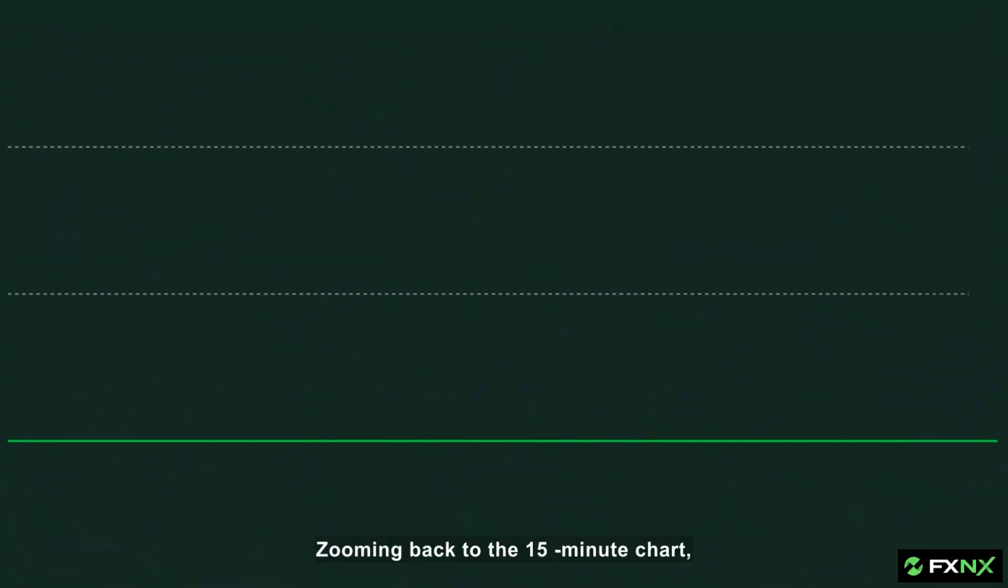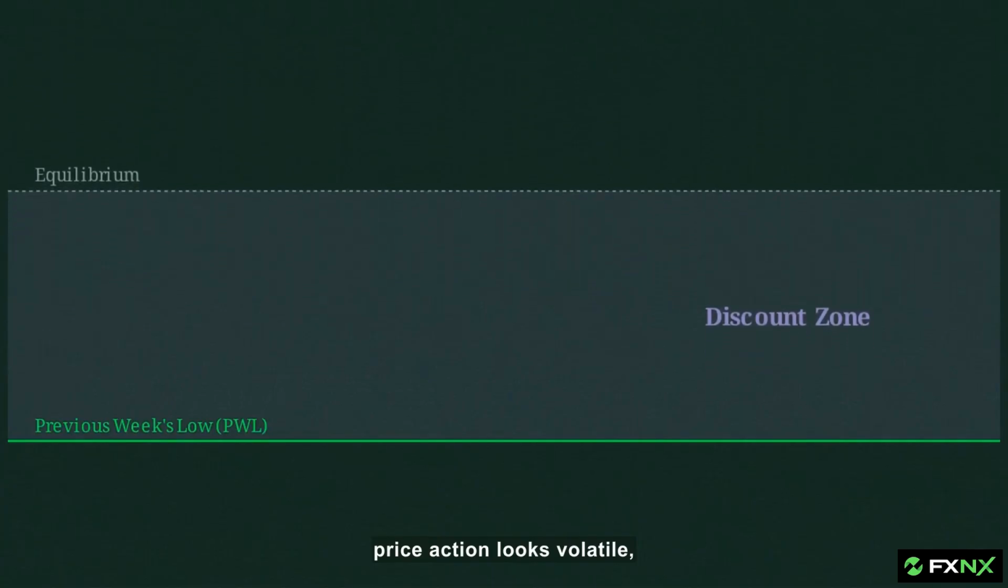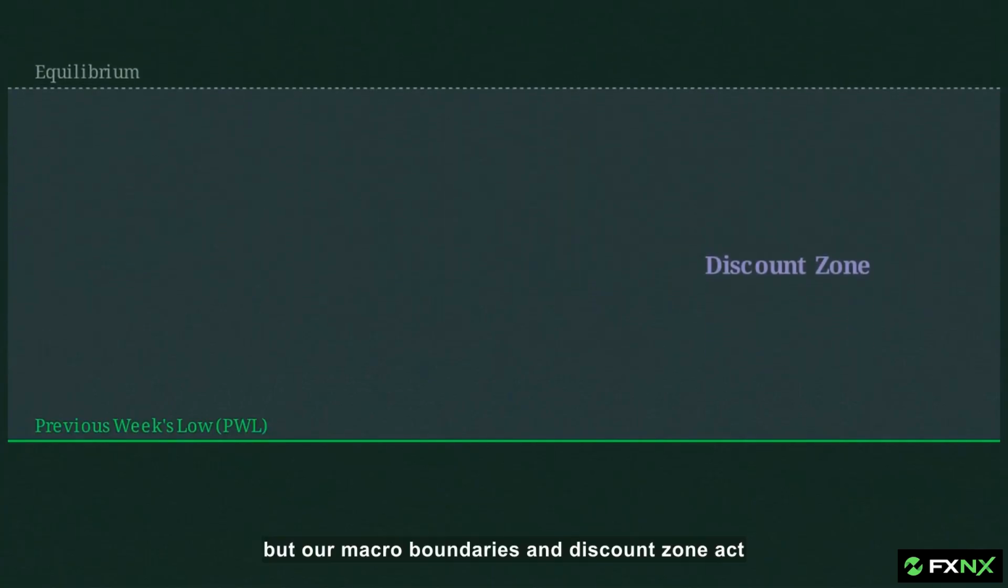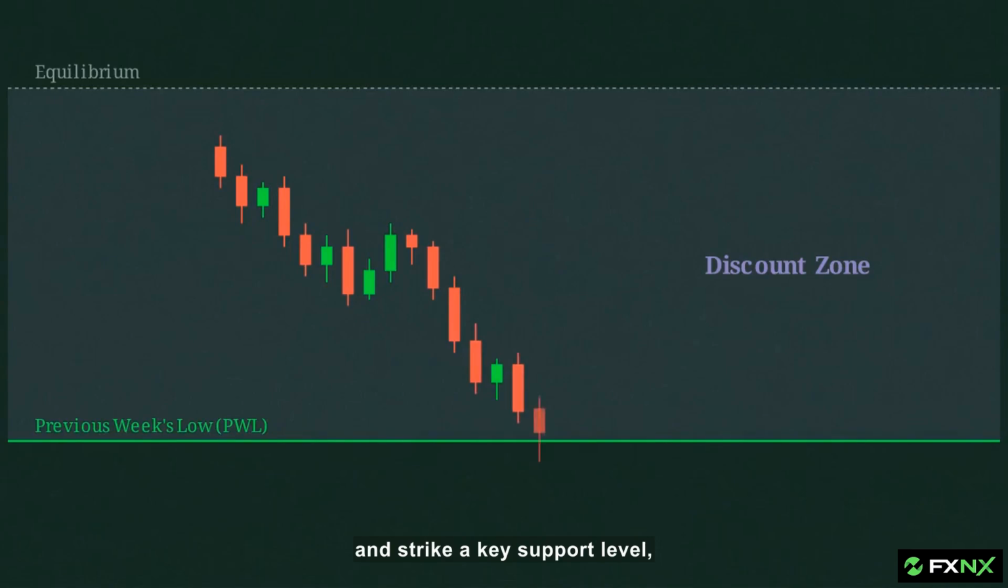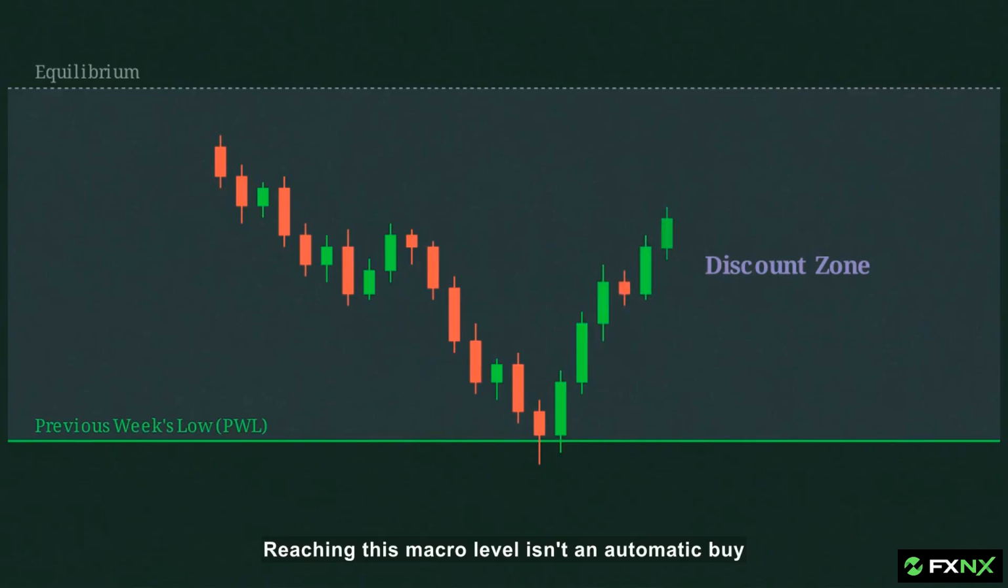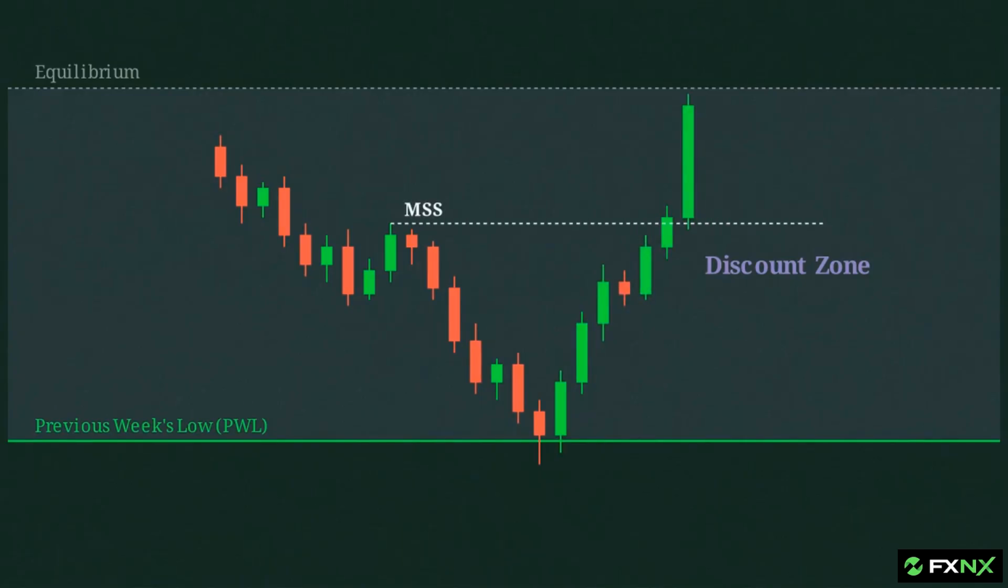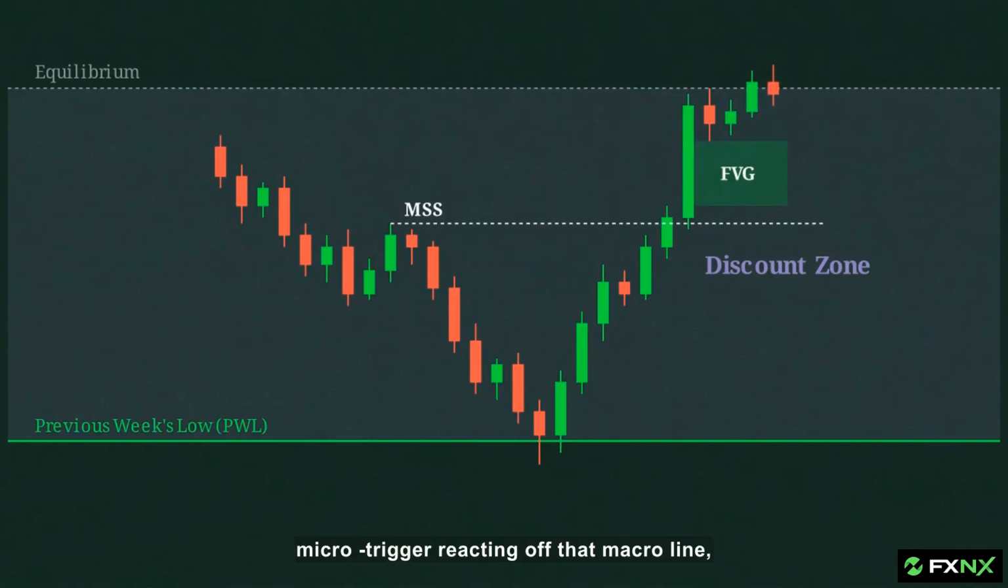Zooming back to the 15-minute chart, price action looks volatile, but our macro boundaries and discount zone act as our guide. We wait for price to drop into the discount territory and strike a key support level, like the previous week's low. Reaching this macro level isn't an automatic buy signal. It's an area of interest where we look for a specific micro trigger reacting off that macro line, like a market structure shift or a fair value gap forming as price moves away.